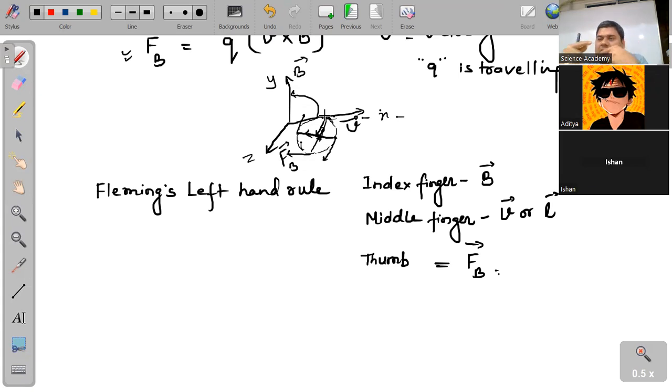A moving charge is always going to experience a force which will be perpendicular to the direction of its velocity. And a perpendicular force is always going to create a circular motion, and it will not lead to an increase in the velocity of the particle, right? It will not lead to an increase in the speed of the particle.